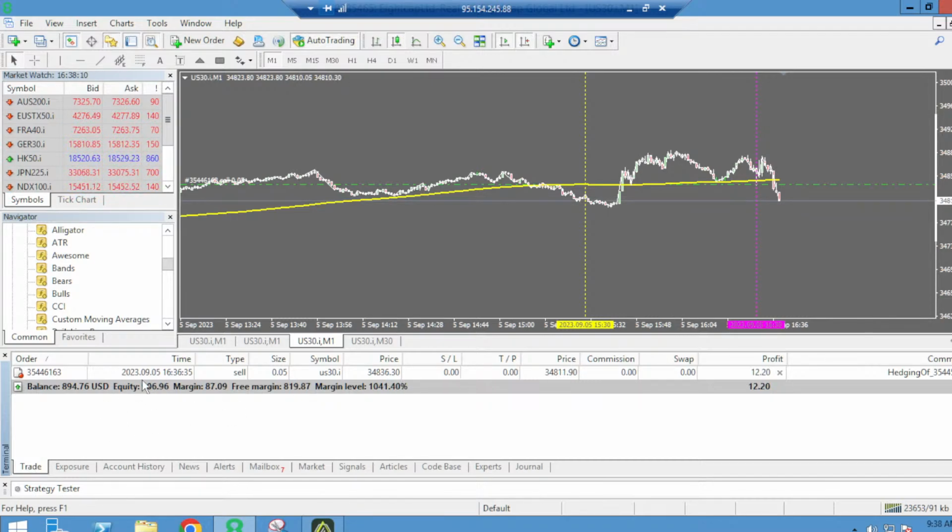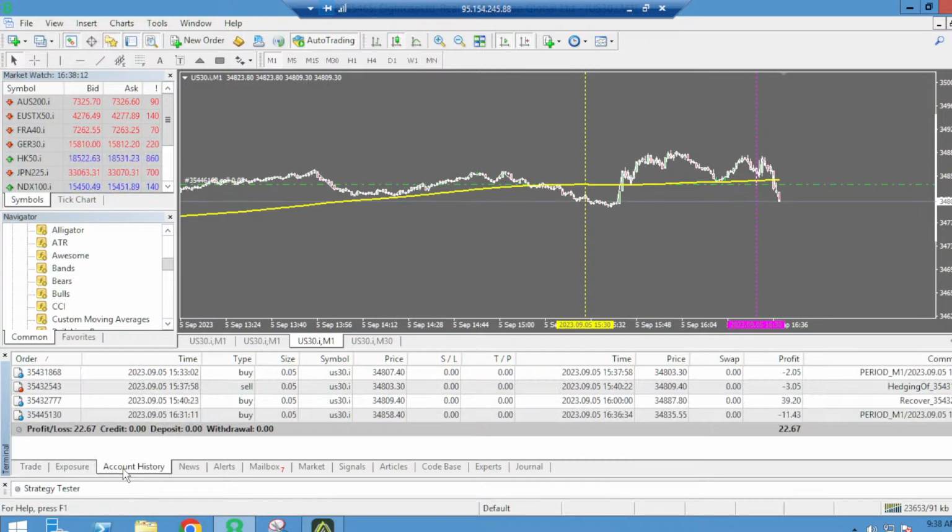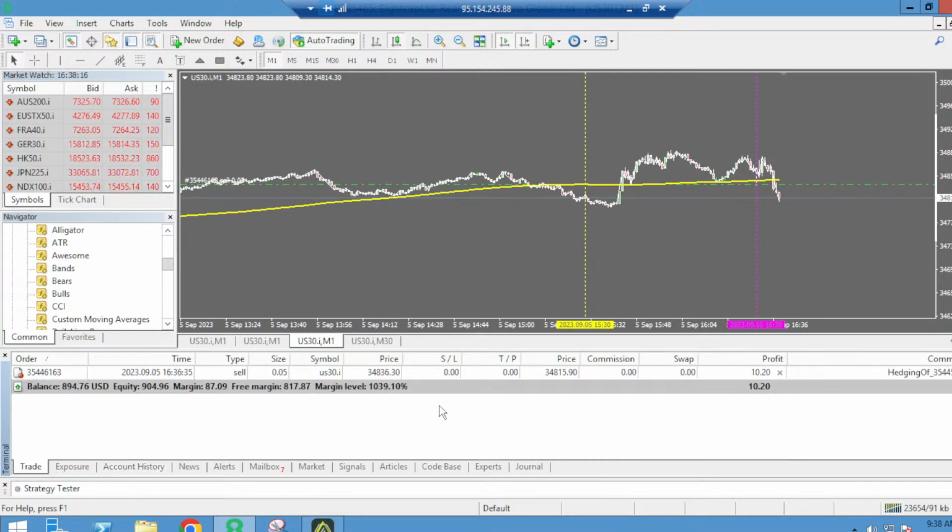What was the drawdown again? Let's see. The drawdown was 11.43, and we're at around $10 now. So we're already making up for that loss. Let's see if price continues to the downside.